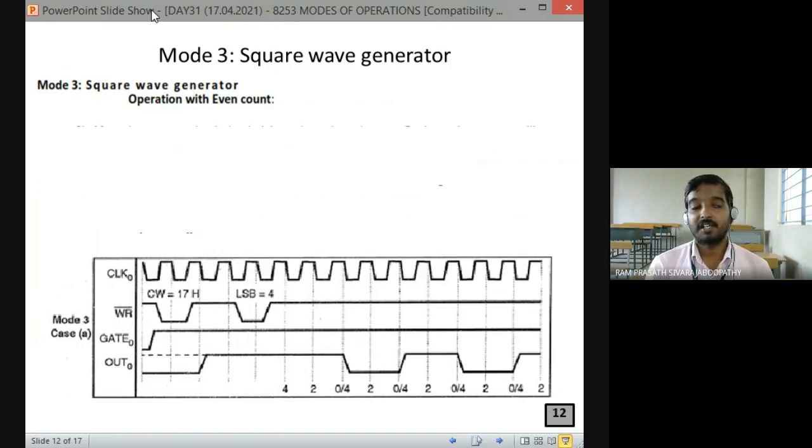Square wave generator. Okay. இது வரைக்கும் நம்ம கவுண்ட பத்தி worry பண்ணதே கிடையாது. Very first time we are going to see one thing about the count. நல்லா கவனிக்கணும். Operation with even count value or odd count value. When we are coming to the square wave generator operation, based upon the count value, the loading is going to vary slightly. Fine. Shall we proceed with this slide?